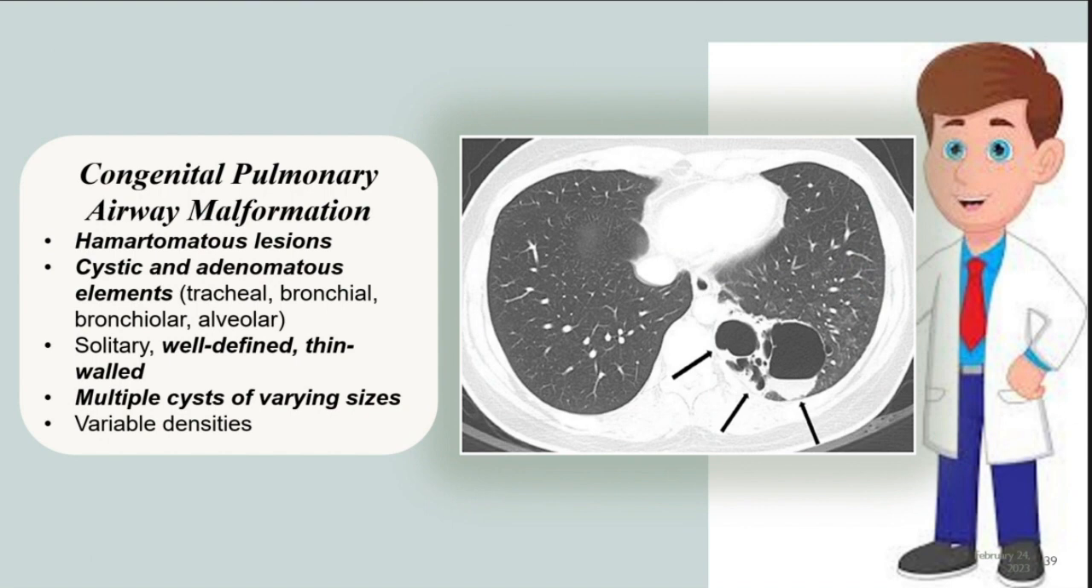An example is the congenital pulmonary airway malformations, which are hamartomatous lesions that are comprised of cystic and adenomatous elements arising from tracheal, bronchial, or alveolar tissue. It can be solitary, well-defined, thin-walled, but it can also be multiple cysts of varying sizes and variable densities.